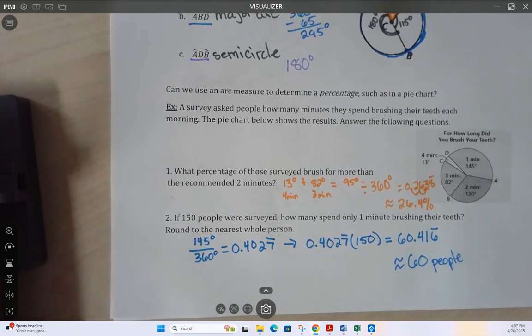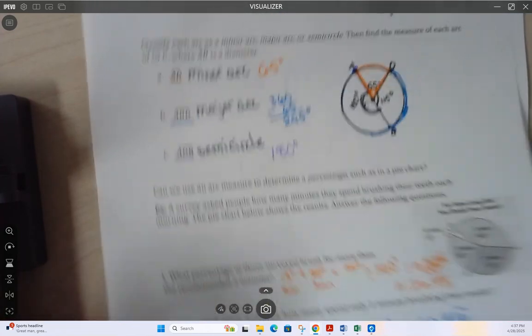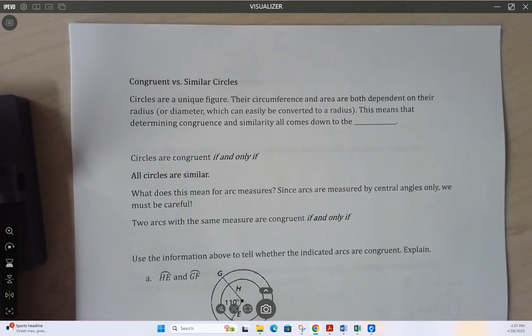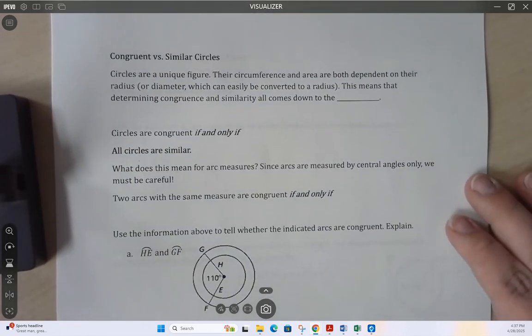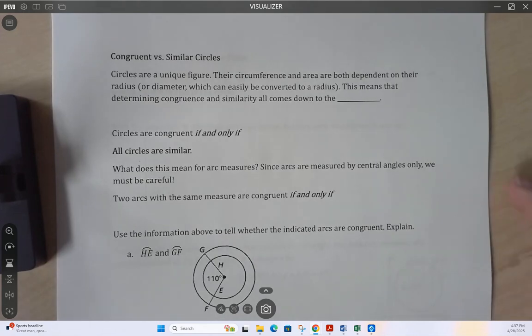So again, this is one of those nice things that we can do if we know those arc measures. We can figure out different applications using our pie charts and other information. Now, we are also going to be faced with what it means for our circles to be congruent versus similar. What does this mean for us? How can we use it? Is it even useful? And circles are unique. Unique isn't bad. Unique just means it's different.